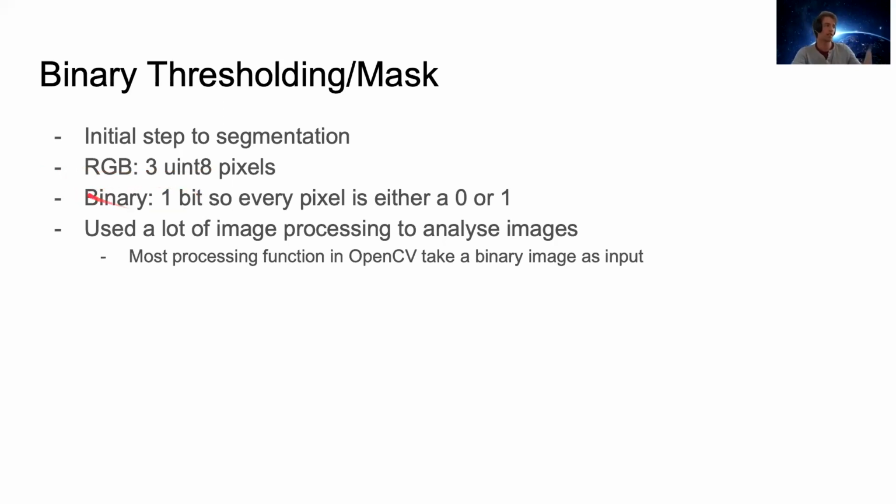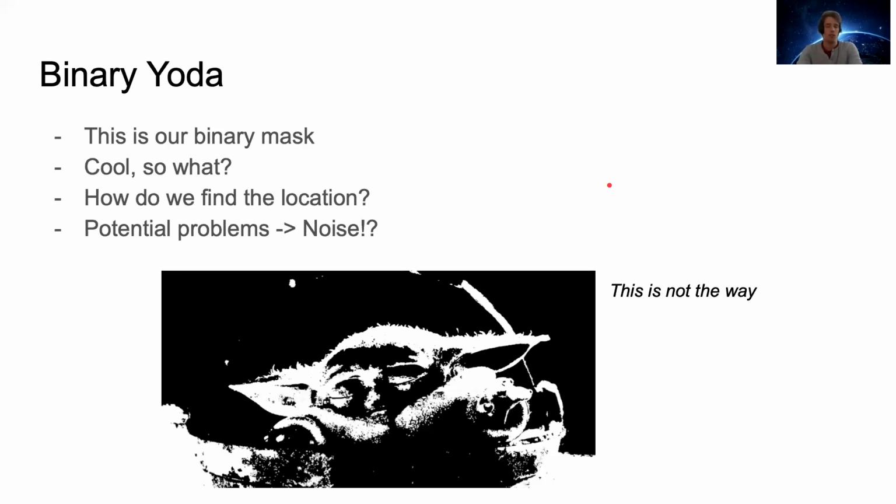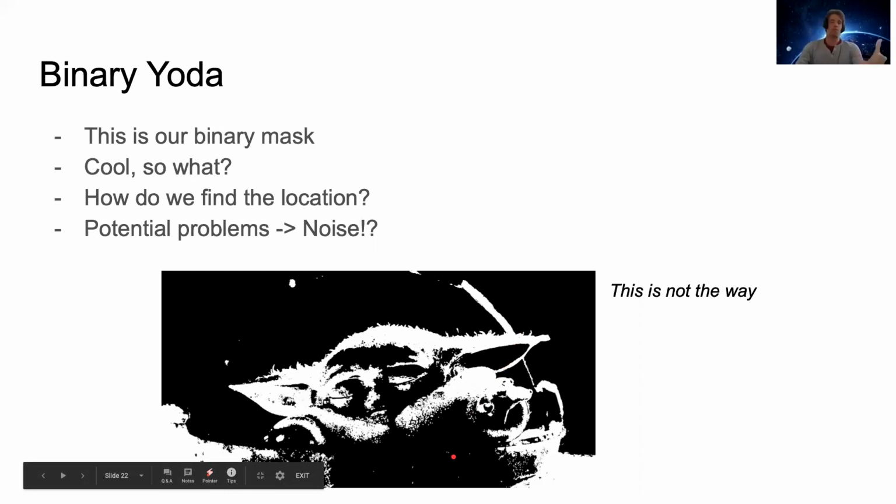As I said, it's a binary image, either 0 or 1, and this is used as input to a lot of our OpenCV functions. Most OpenCV functions take your binary image as input. So this is our binary mask for Baby Yoda. Cool. Nice. We've done something. How does this help us? What do we do now?